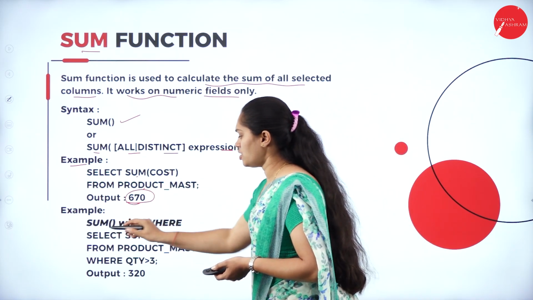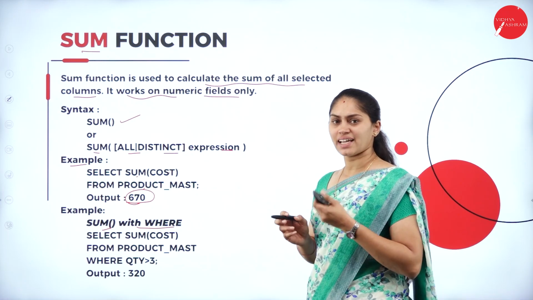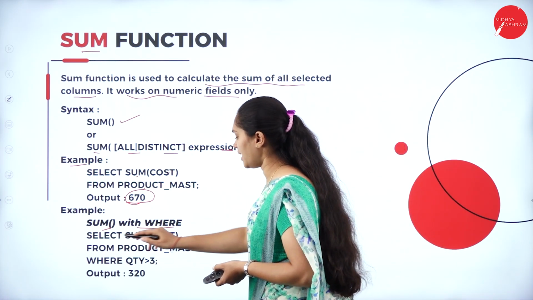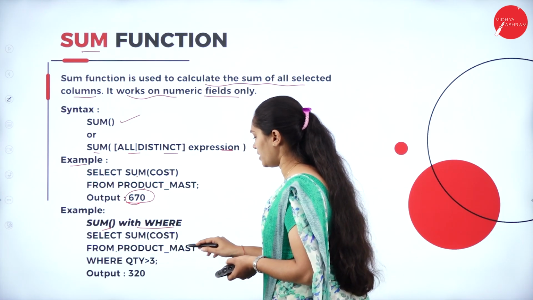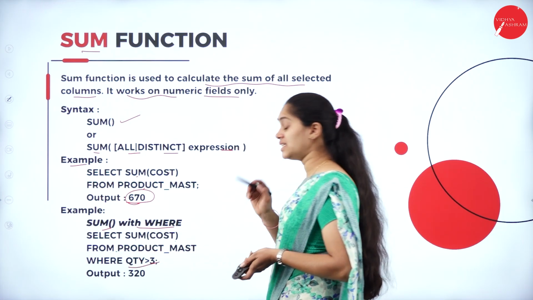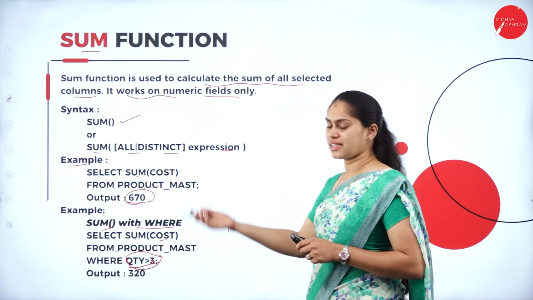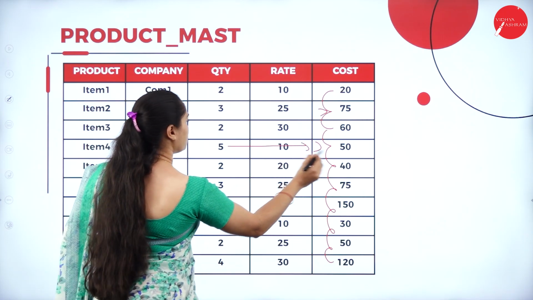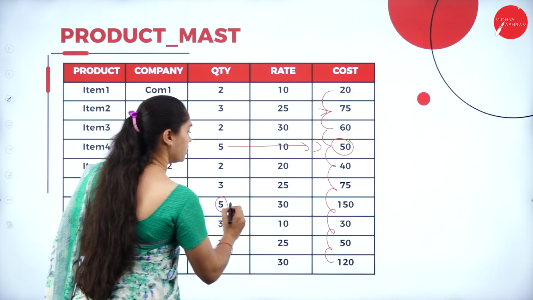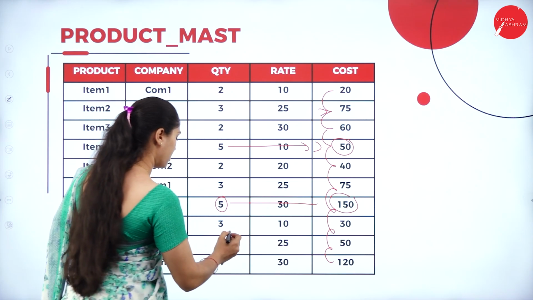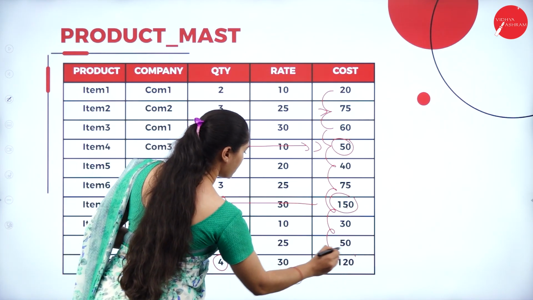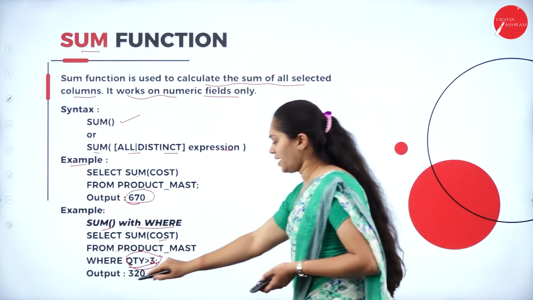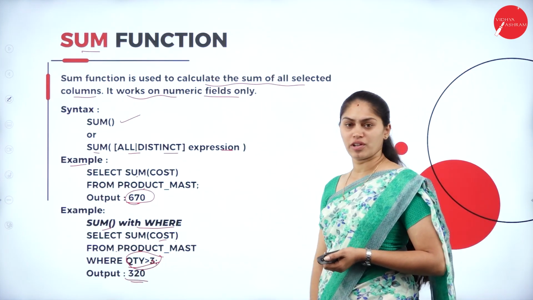In the same way, we can also use this sum with a where clause. That means I can give a condition in order to sum up the row values. Select sum of cost from product master where quantity is greater than 3, not even 3. That should be greater than 3. If you consider this example, here this 50 is to be added and this 150, so 200, after this 4, that is 200 plus 120. What will be the output for this? Totally it will be 320. This is what we are going to get.